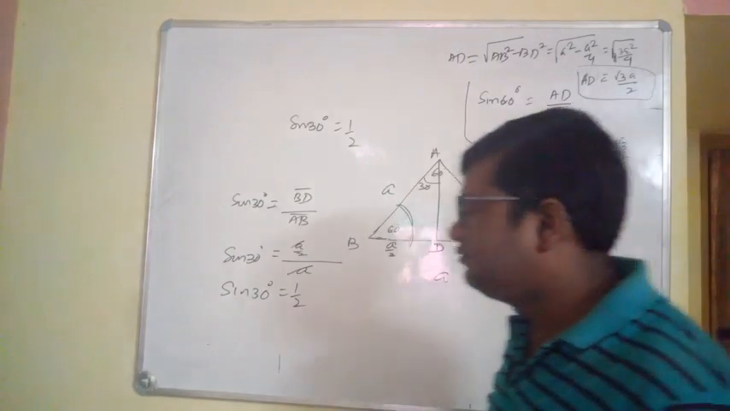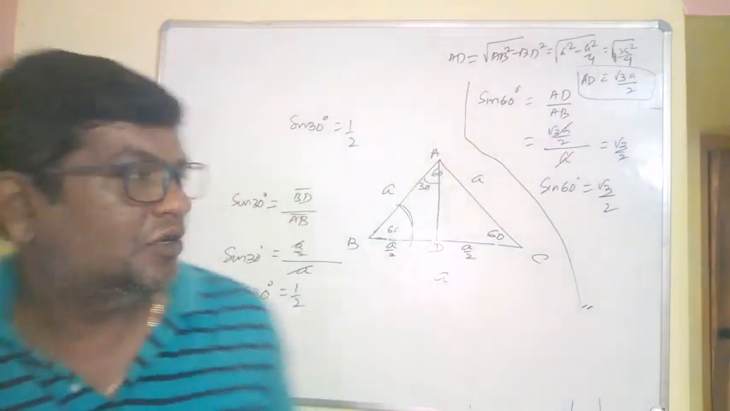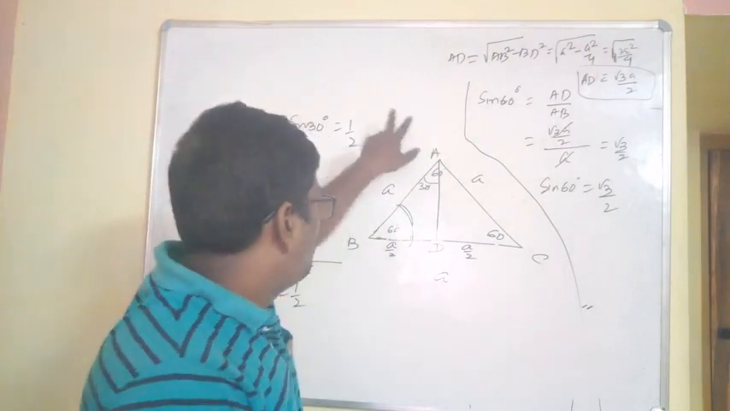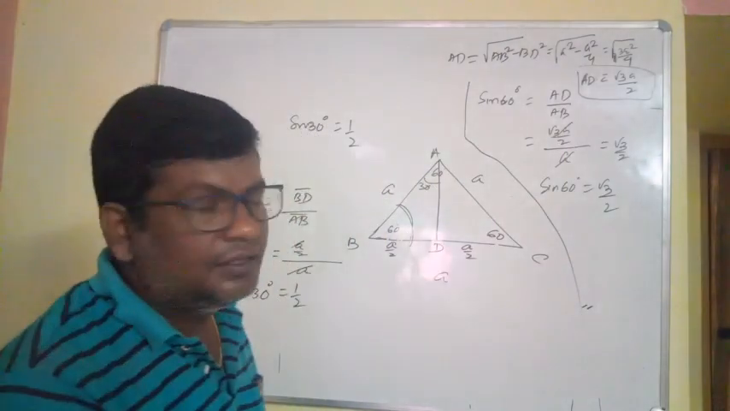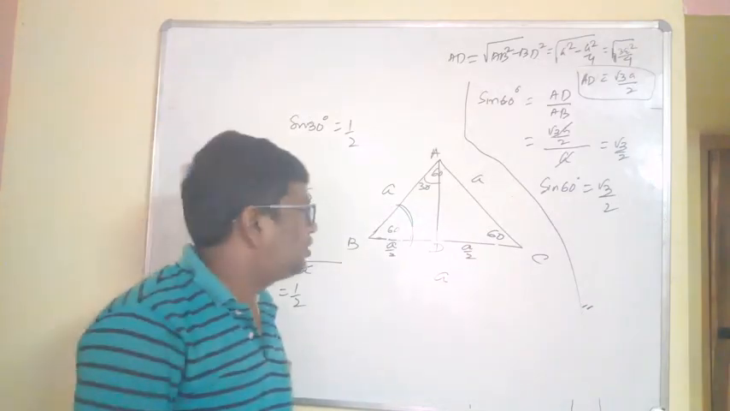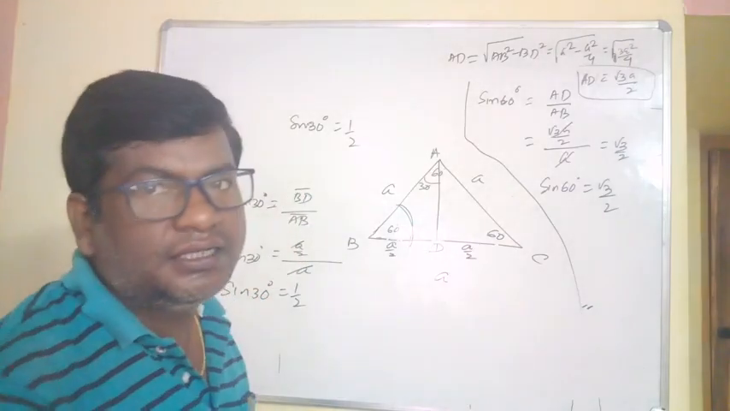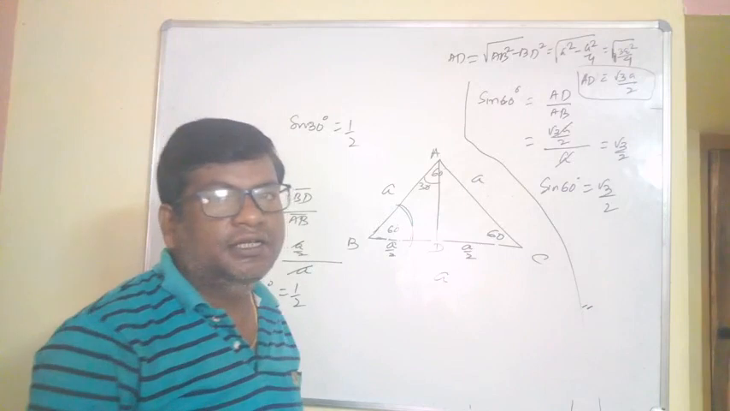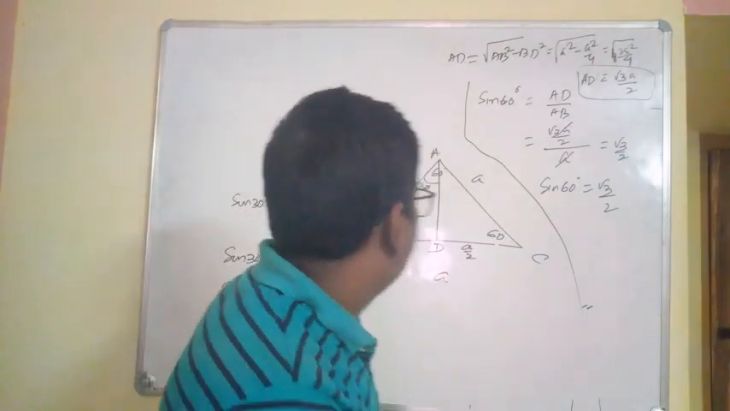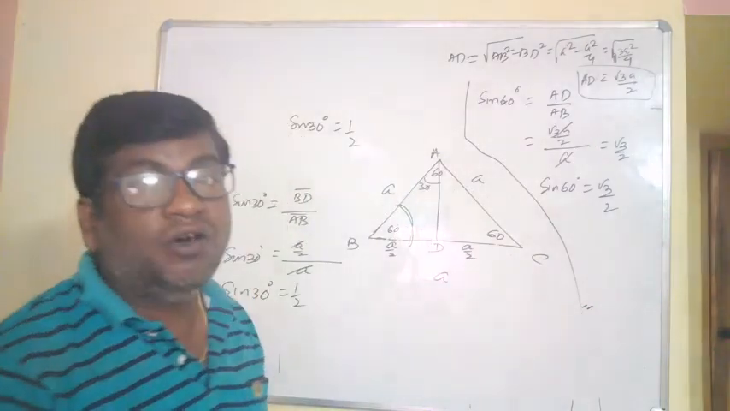Similarly, taking cos, tan, cot, etc., we can find the values of sine 30 degree, 60 degree, cos 30 degree, 60 degree, tan 30 degree, 60 degree, cot 30 degree, 60 degree, cosec or sec 30 degree, 60 degree. Using this triangle we can find all the values.